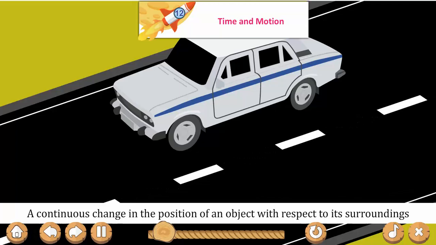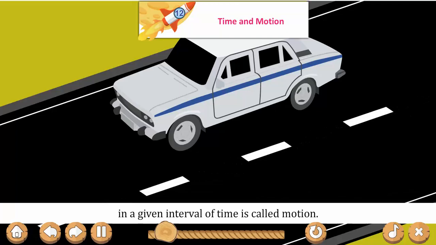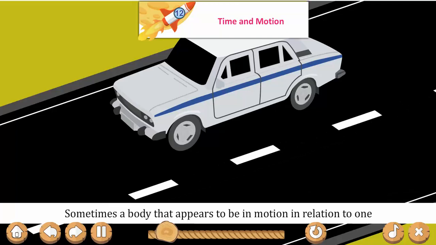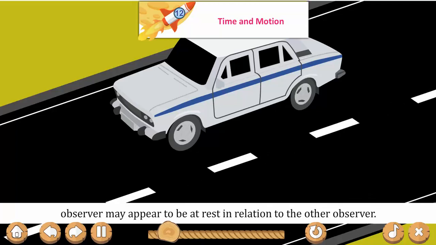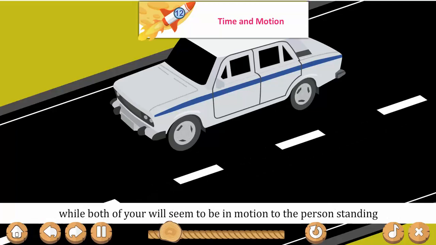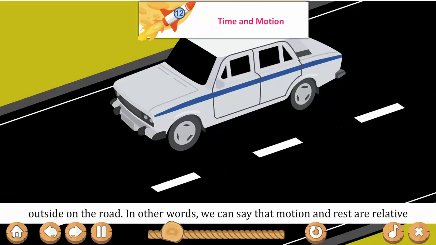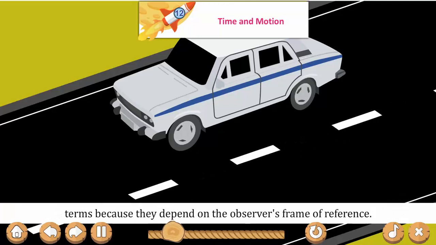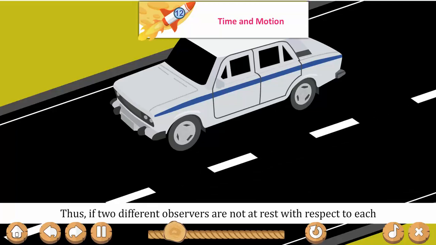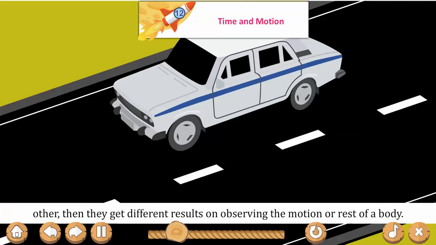Motion. A continuous change in the position of an object with respect to its surroundings in a given interval of time is called motion. Sometimes a body that appears to be in motion in relation to one observer may appear to be at rest in relation to another observer. For example, a person sitting in front of you in a moving bus will appear at rest, while both of you will seem to be in motion to the person standing outside on the road. In other words, we can say that motion and rest are relative terms because they depend on the observer's frame of reference. Thus, if two different observers are not at rest with respect to each other, then they get different results on observing the motion or rest of the body.